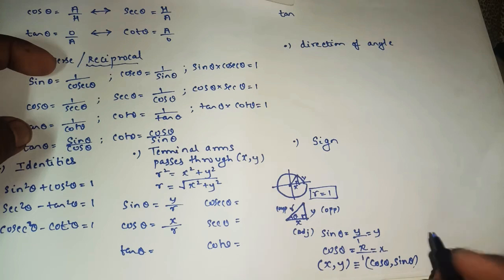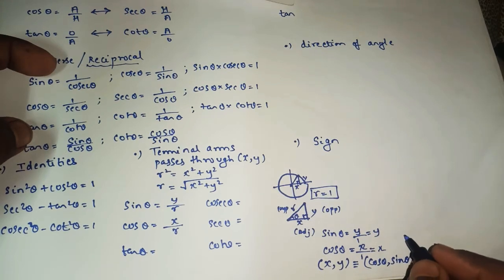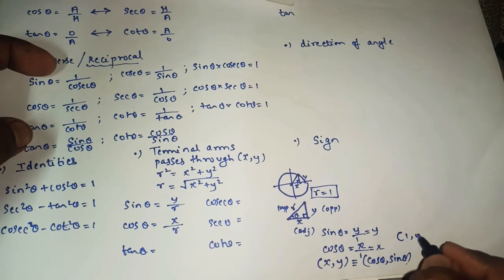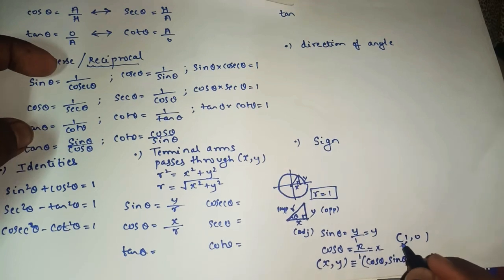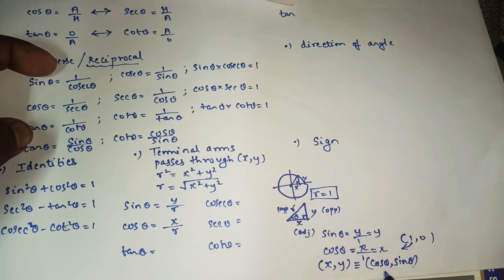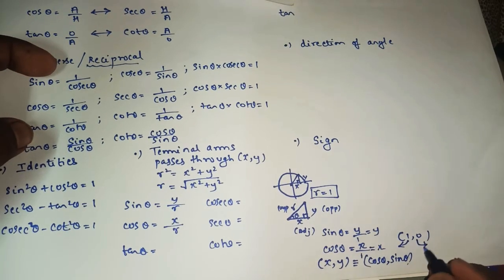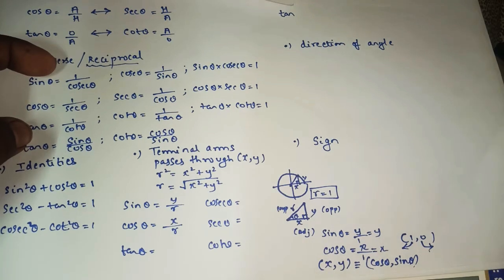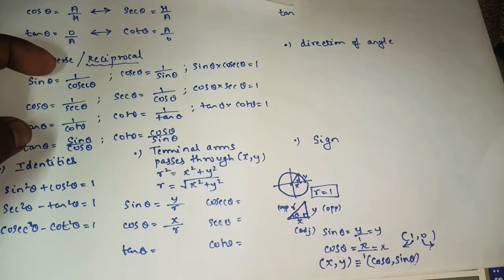Suppose if I say here we have one value like 1 comma 0. So your first value indicates what? It is cos theta, and your second value indicates what? It is sin theta. Remember, this is an important point. Okay, so let's move on to tan now.